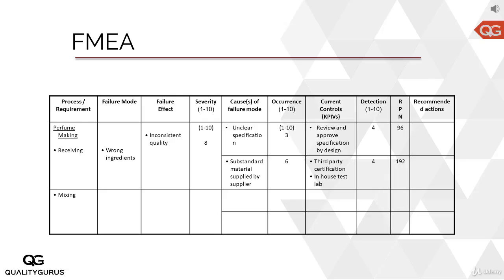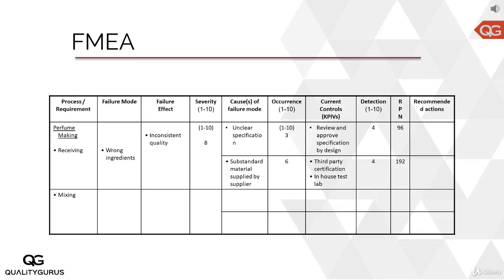overview of FMEA. In this FMEA, let's say we have a perfume making company which buys a number of items, makes the right perfume, fills that in the bottle and delivers that to the client. So here, if you look at it, the first column is the process. The process is perfume making, and in that process receiving is one step. So here we are receiving the perfume contents from our sub-supplier. So that's the receiving part of that.